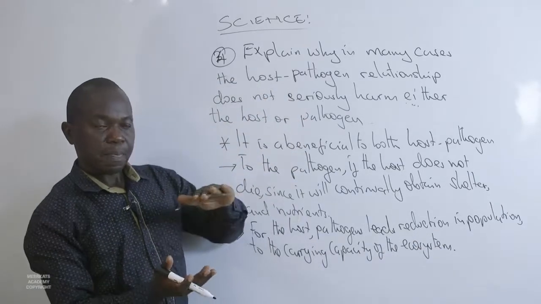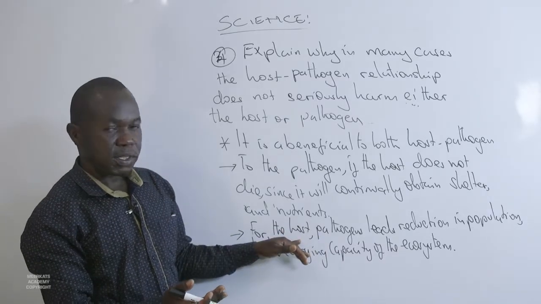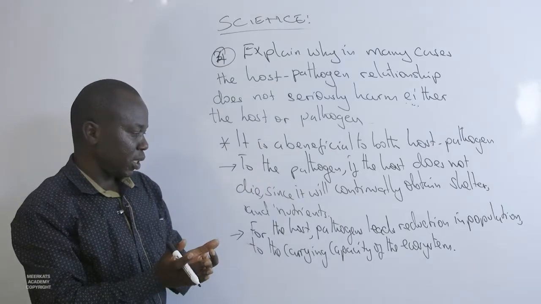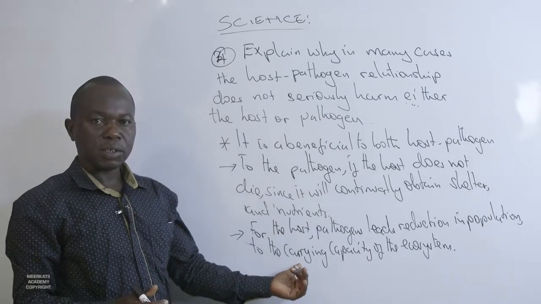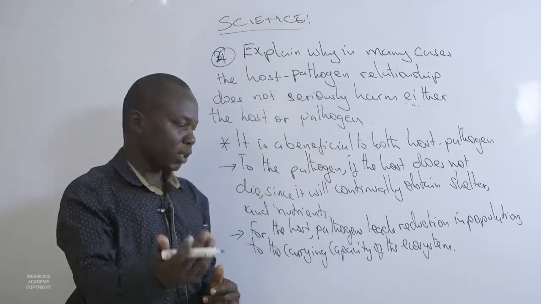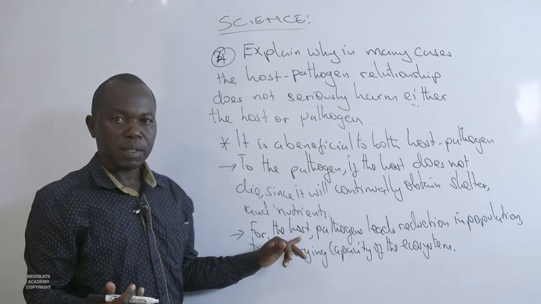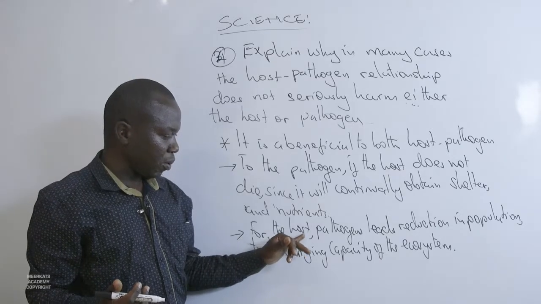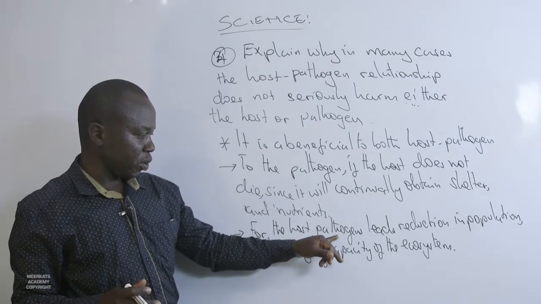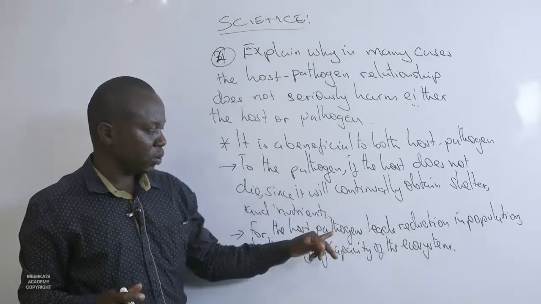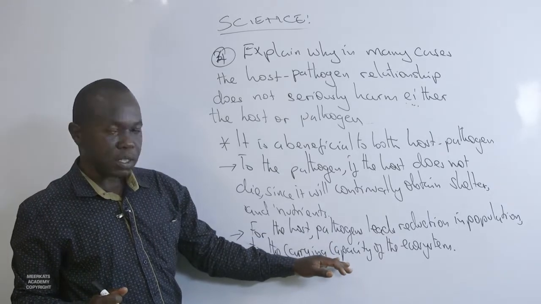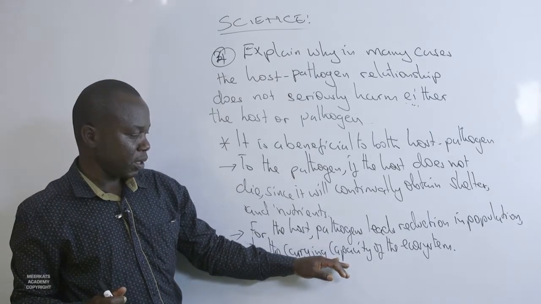So it means the host has benefited a little bit, not just as one organism, but as a population as a whole, such that the threshold of the carrying capacity of the ecosystem is not exceeded. Because if it's exceeded, there will be a drastic drop in the host population as compared to if it decreased due to the effect of the pathogen. So this creates a balance in the ecosystem.